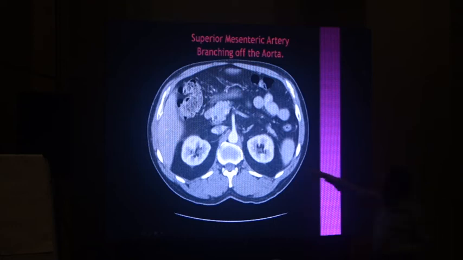Now we can see that new structures are coming into our view. This is the kidney, right kidney as well as left kidney. And now this structure is disappearing. What is this? Spleen. Okay. Next.